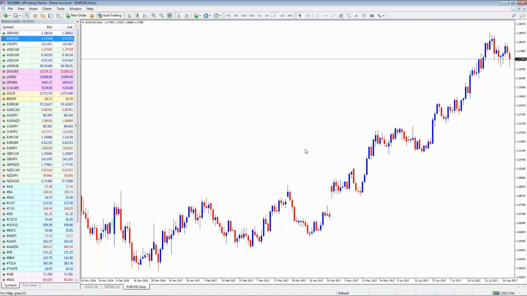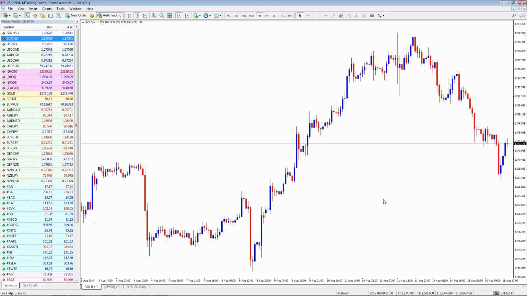Okay, so let's go through it. What I'll start off with is gold. I've got three assets at the bottom here. We're going to look at gold, the S&P 500, and euro dollar, so that way we're covering one commodity, one index, and one forex pair. And then for multi-timeframe, let's go with more of a swing position.